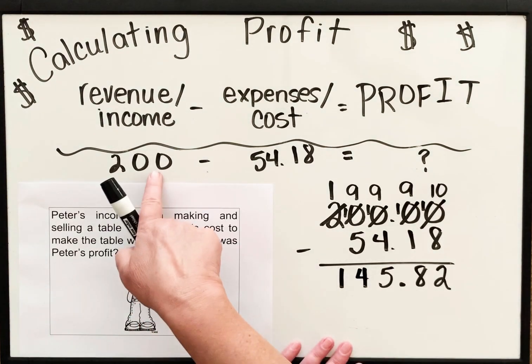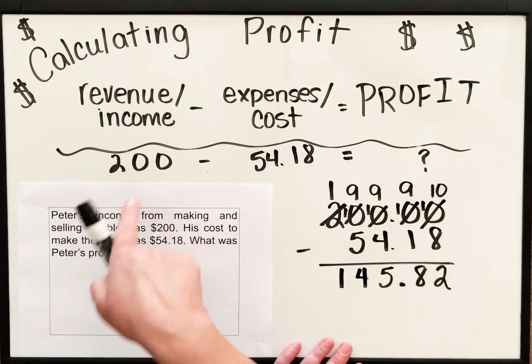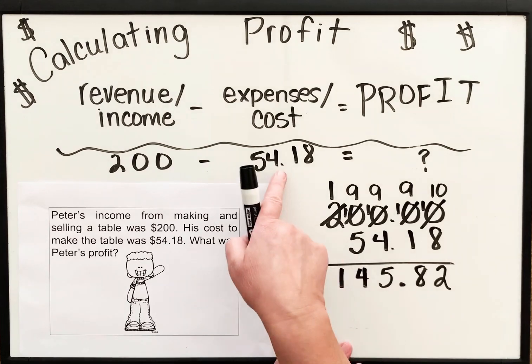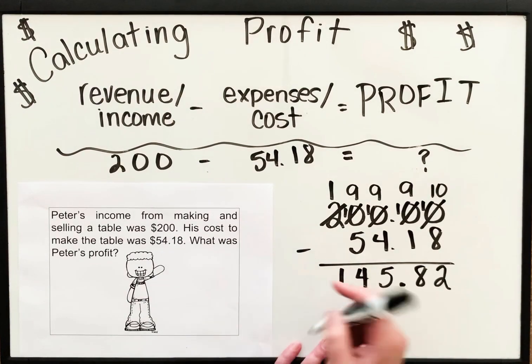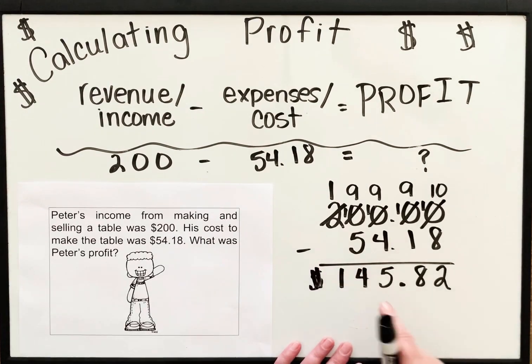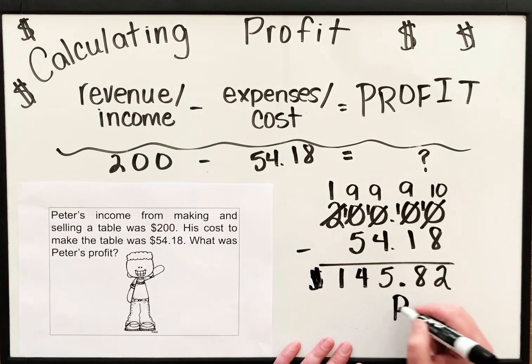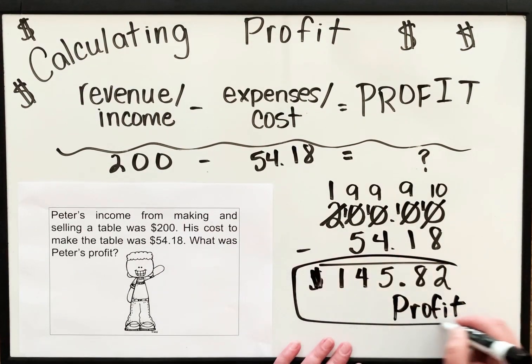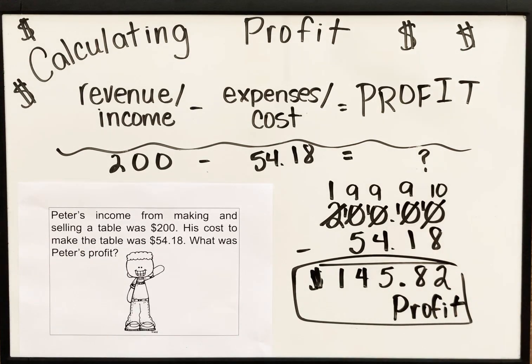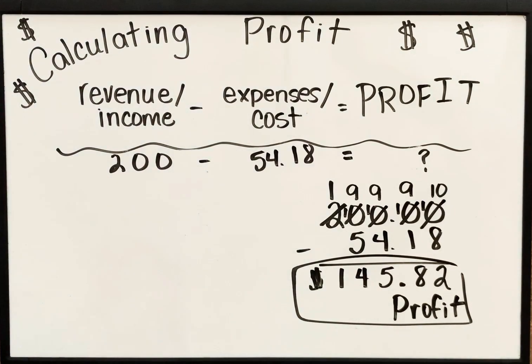Now, he sold it for $200, but after taking into account the money that he spent in the first place, this is the actual amount of money that he actually made, and that is called his profit. That's a pretty good profit for only spending $54. That's almost tripled his amount. That's pretty good. Okay, now we're going to look at two more problems.